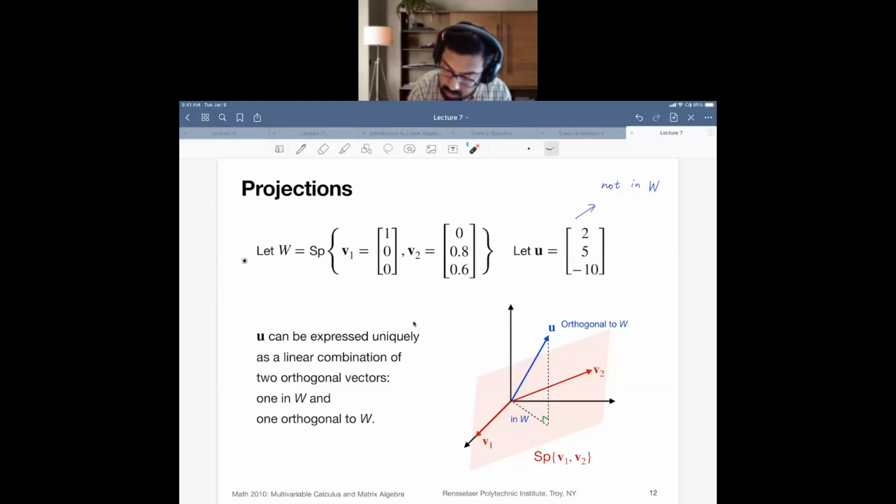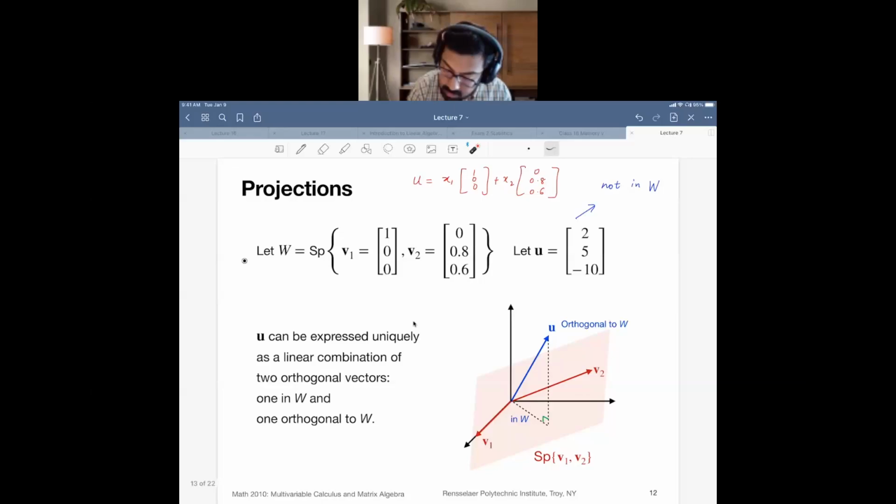How can you verify that? Well, you can write U as a linear combination of V1 and V2, something like this. You can say U equals X1 amount of V1 plus X2 amount of V2, and find X1 and X2. You will see that there is no solution. So essentially what this means is I cannot reach U if I take any linear combination of these two vectors. So I don't have U in the subspace W.